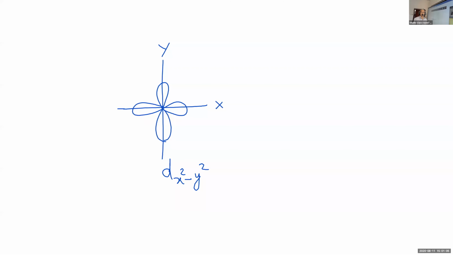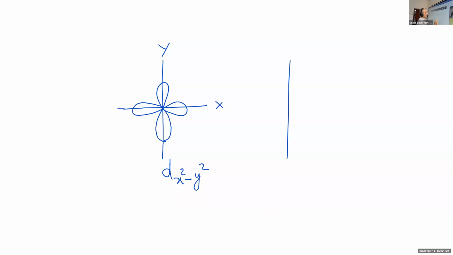So two dumbbells along the x and y axes. Two dumbbells, a double dumbbell, along the x and y axes, and it is dx square minus y square.